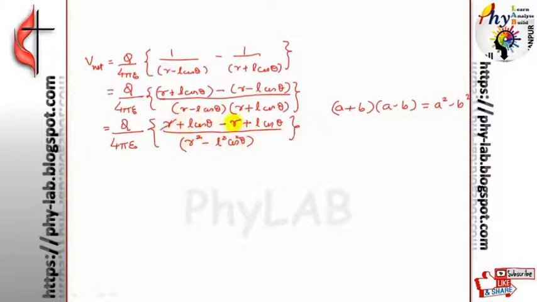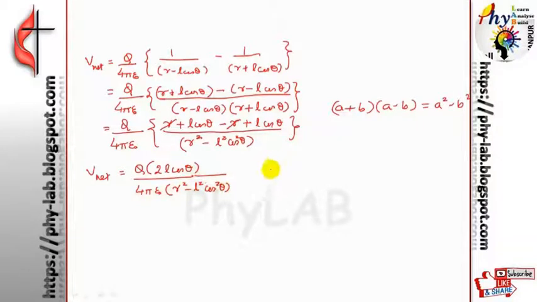Now this R and this R cancel out. So I get the net result V net as Q into L cos theta plus L cos theta gives me 2L cos theta upon 4 pi epsilon naught R square minus L square cos square theta.